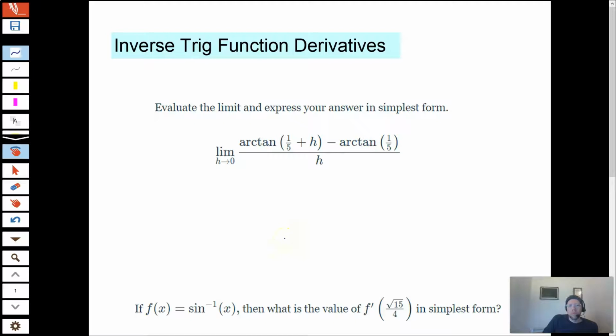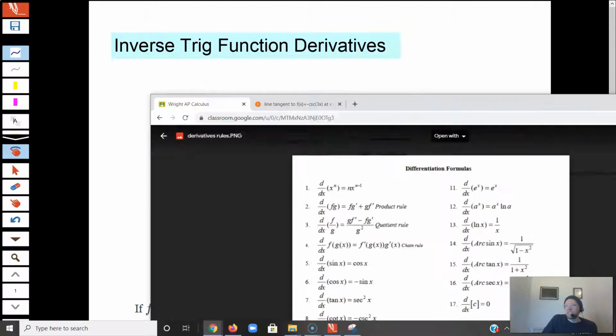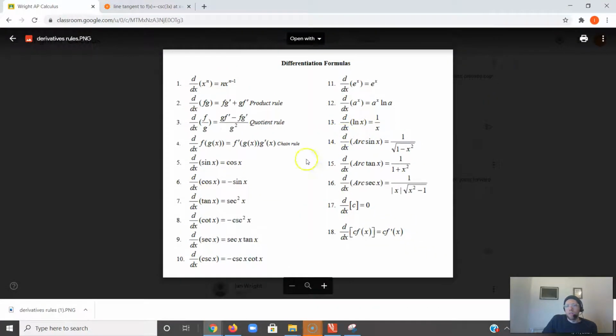Hey folks, so this lesson is on inverse trig function derivatives. Just a couple more derivative rules that are good to know for the AP exam, but not super common. On your derivative sheet, they are over here, numbers 14, 15, and 16.